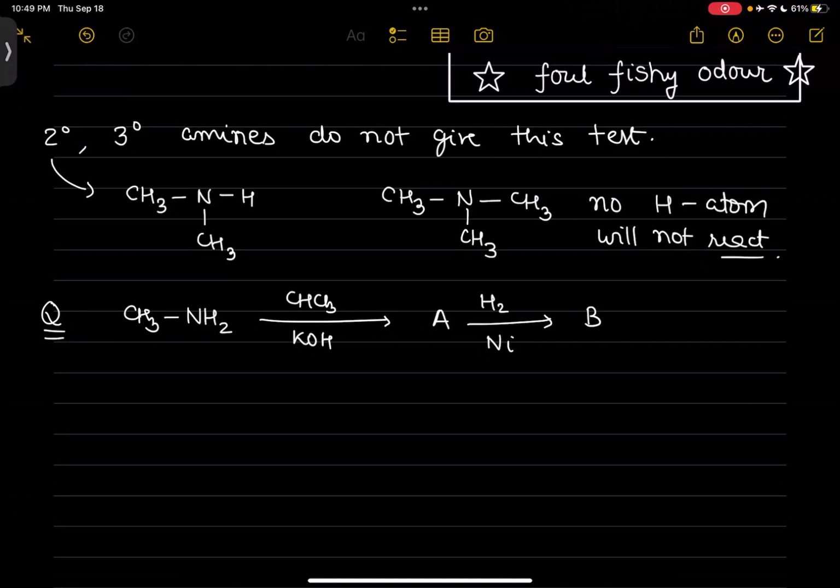As we are doing the reaction, it is directly linked to the above reaction. The structure of A, can you tell me? What should be the structure of A? Yeah, Aisha, Marwa, CH3NC.